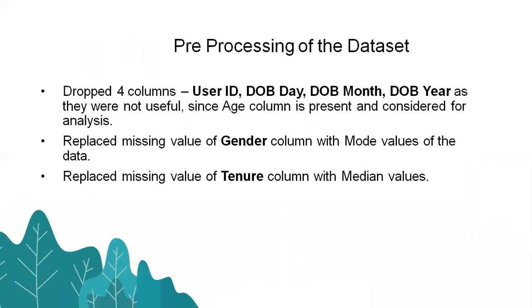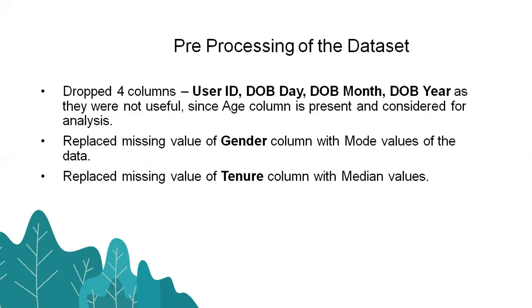Now, pre-processing of the dataset. After pre-profiling, I have done the pre-processing of my dataset. Here I have dropped 4 columns, that is date of birth, day, month, year, and user ID. Since the age column was present, I have disregarded these 3 columns. And the user ID, since it's a unique thing, was not considered for my analysis.